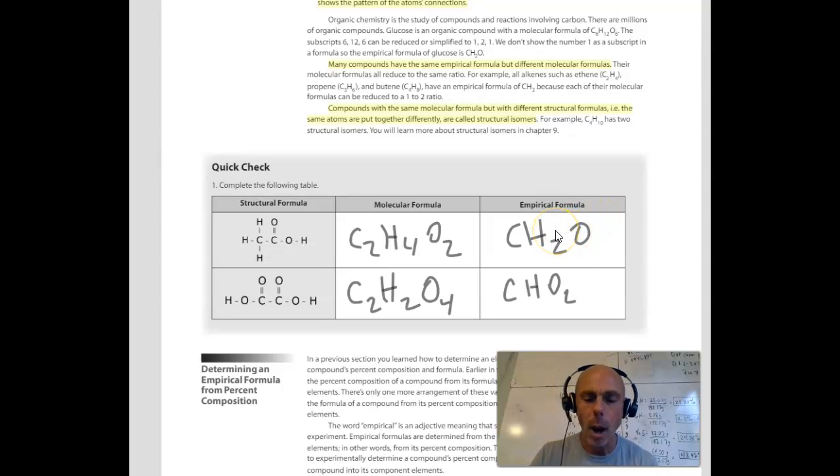And then if somehow we know the factor by which an empirical formula needs to be multiplied to get the molecular formula, if we somehow know how many times more atoms overall there are in the molecular formula than in the empirical formula, or how many times more massive, same thing, the molecular formula is than the empirical formula, then that's what it takes to go from empirical to molecular.